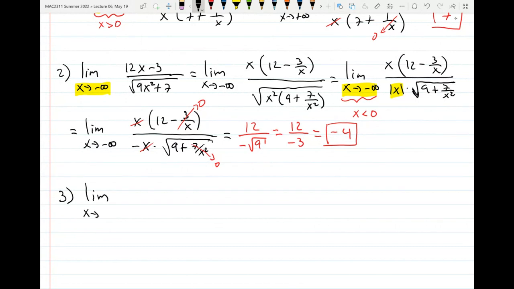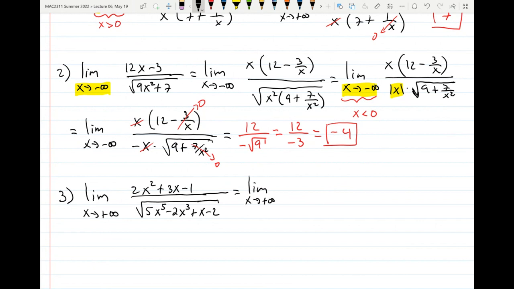The limit as x approaches positive infinity of 2x squared plus 3x minus 1 over the square root of 5x to the 5 minus 2x cubed plus x minus 2. Okay, so I'm going to proceed as usual. I'm going to factor out the higher degree, so take out an x squared, it's 2 plus 3 over x minus 1 over x squared.